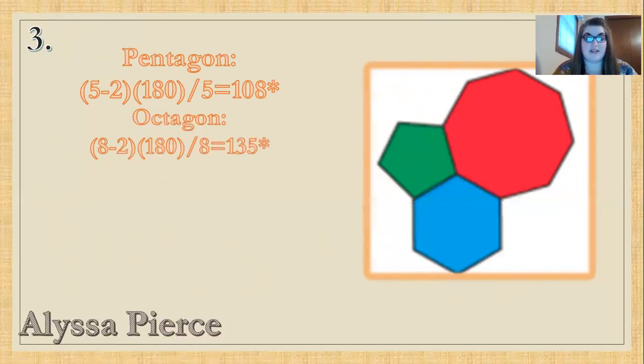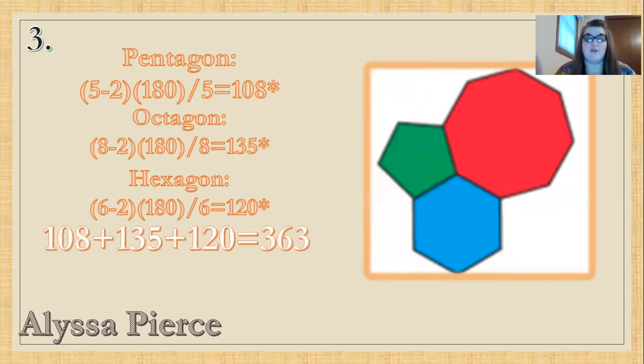We take the sides, 8 minus 2 times 180, divided by the sides again, which is 8, and we get 135 degrees. Now let's look at the blue figure, the hexagon. So we have the sides, which is 6, so 6 minus 2 times 180 divided by 6 equals 120 degrees. So is Myra correct? Let's find out.